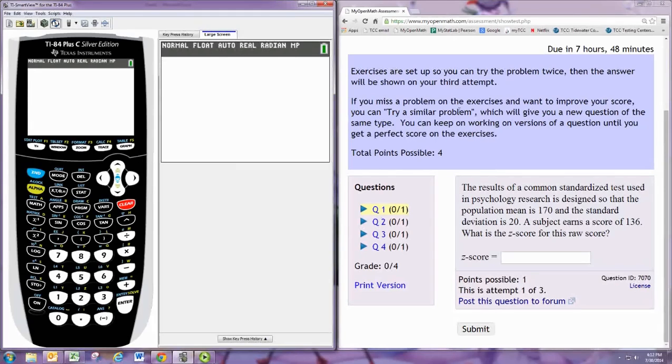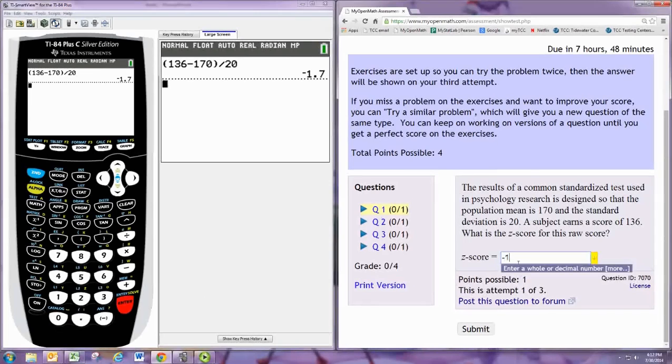Using the z-score formula, we take, in parentheses, the individual score, which is the 136, and subtract the mean, which is 170, and take that difference and divide by the standard deviation. And this tells you how far in standard deviations the score is from the mean. So it would be negative. Remember, a negative z-score corresponds to below average, and you'll notice that the subject's test score is below average.